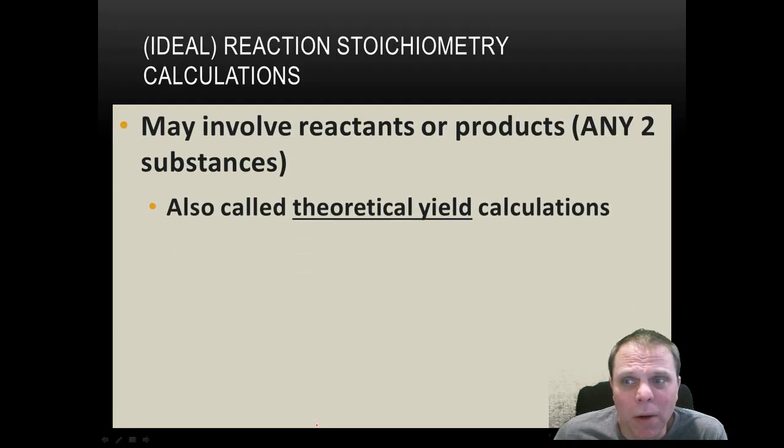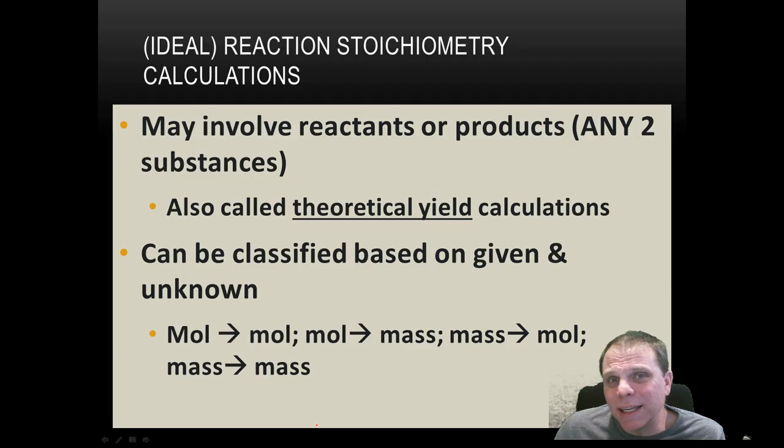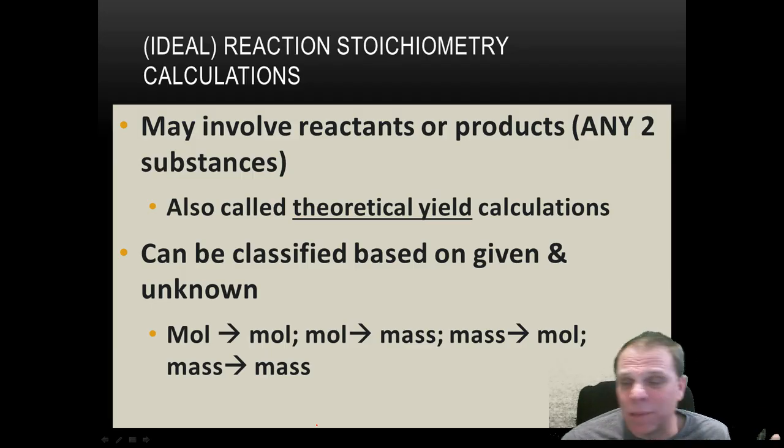All right, so remember that you can be dealing with the reactant side, you can be dealing with the product side, you could go from the reactants to the products. It can involve any of those relationships. It's just going to compare 2 of those. That's what these reaction stoichiometry problems are going to be doing.